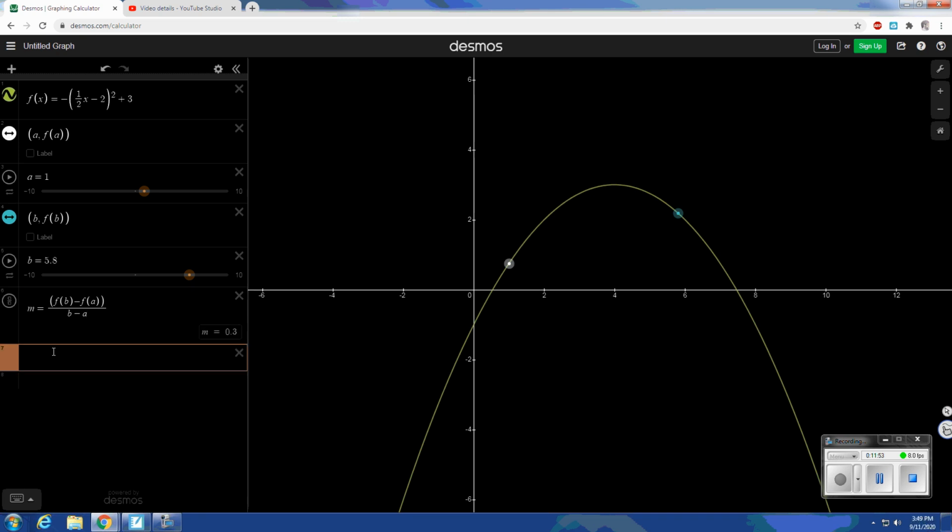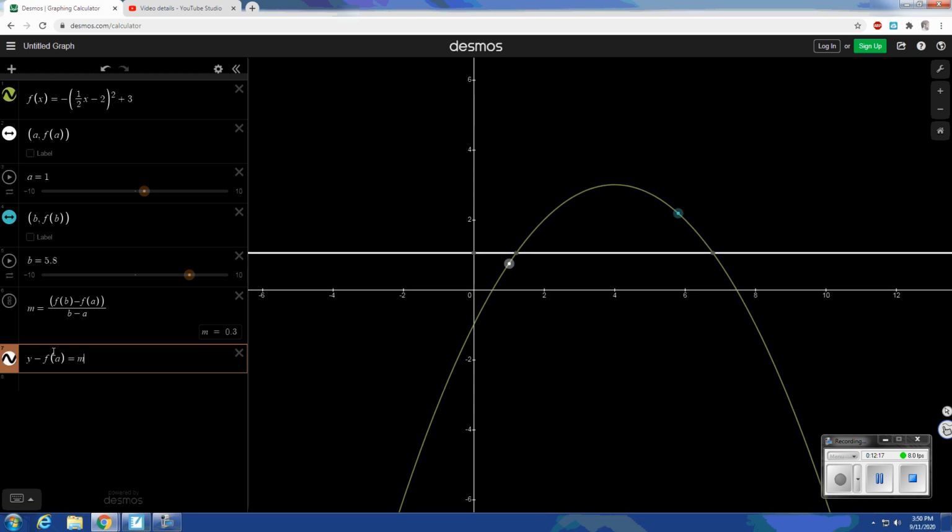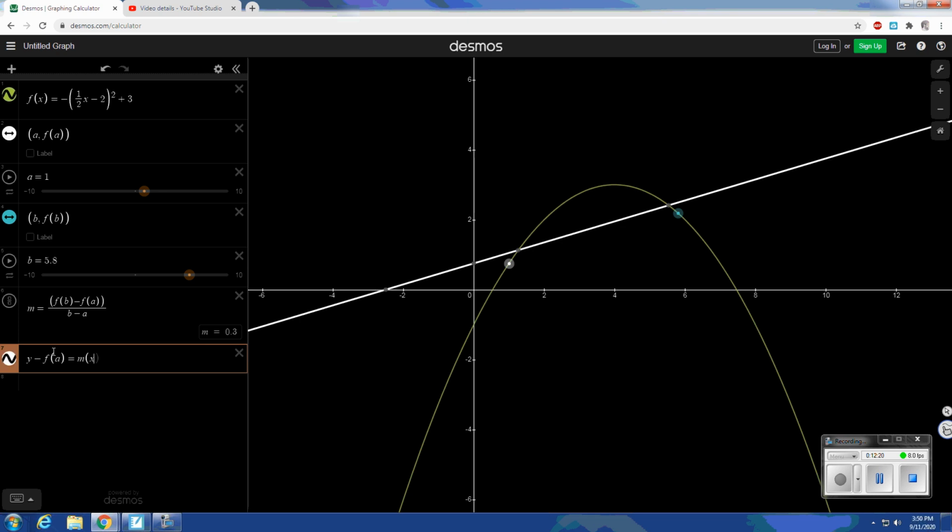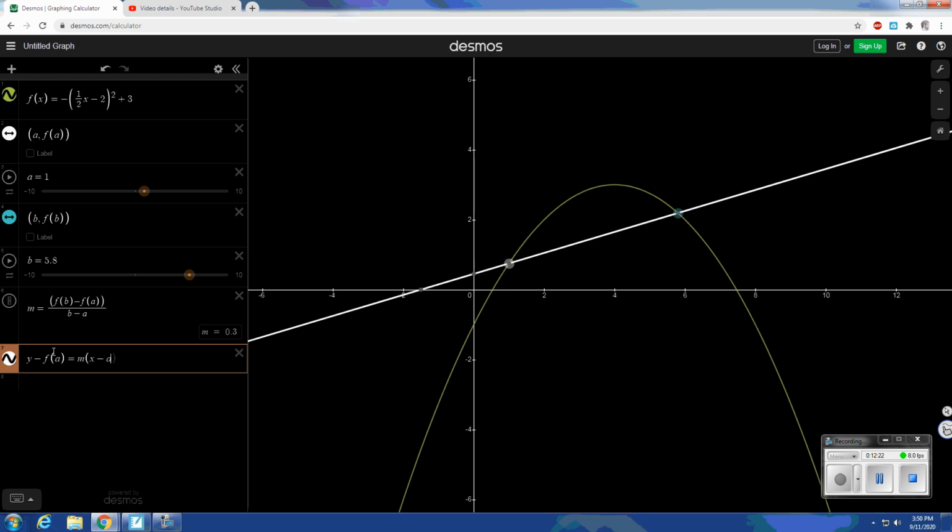So now if I want to write the equation of my line, when we write this equation, we should see a line that passes through those 2 points. So let's choose, it doesn't matter which point, how about we choose a, f of a as the point it passes through. So we're going to do y minus the y coordinate, which is f of a, equals the slope, which we called m, the average rate of change, and then x minus a. And you can see that the line that pops up does in fact pass through those 2 points.